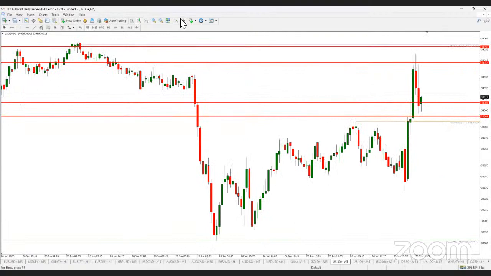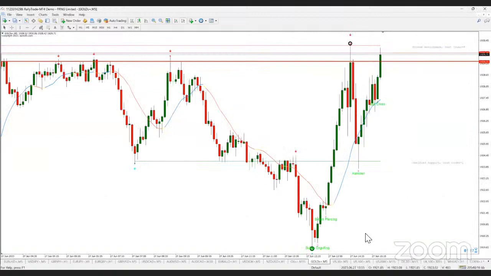Yes, I'm going to be selling them. I am not going to buy. Rather, I am going to be selling from where the market is right now. Do you understand? I'm going to be selling. I hope you got that. Especially for gold, I'm going to be selling it.